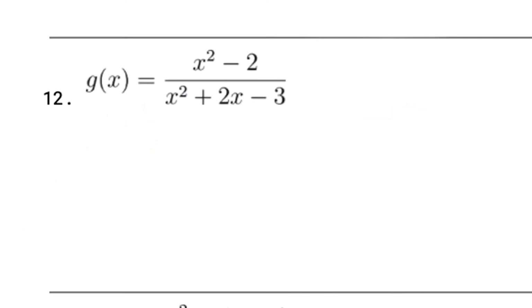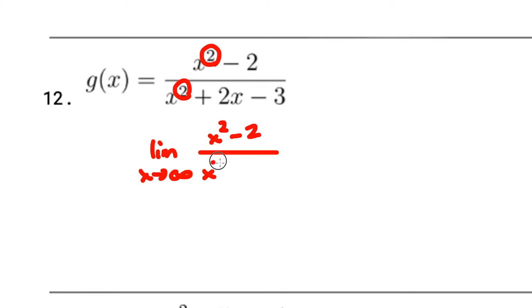All right, let's go to number 12 here. Right away, you should see that the degree on the top is 2 and the degree on the bottom is 2. So you're actually going to have a horizontal asymptote for this one. Let's do the limit as x goes to infinity of x squared minus 2, all divided by x squared plus 2x minus 3. Again, what you can do is get rid of the lower-order terms and just look at the x squareds. X squared over x squared is going to be equal to 1. So then you have your horizontal asymptote. If you tested it out with negative infinity, you would get the same answer, so I'm not going to waste time doing that. But you end up with 1 here.